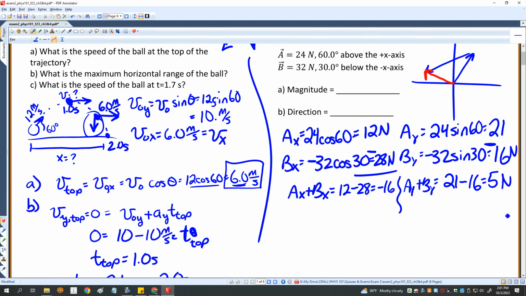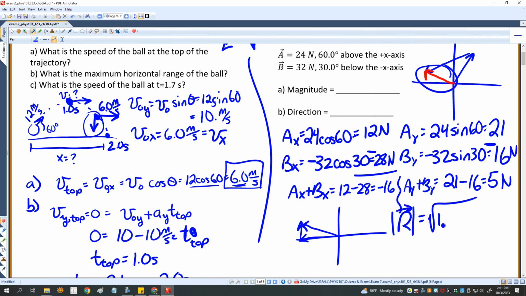So I have this vector that has an x component that is 16 units, a y component that is 5 units, and so it's going to look something like that, which notice looks a lot like what I drew here. Let's find the magnitude of that. I'll call that r, and the magnitude of r is the square root of 16 squared plus 5 squared. Drop that negative because it's going to be squared anyway.